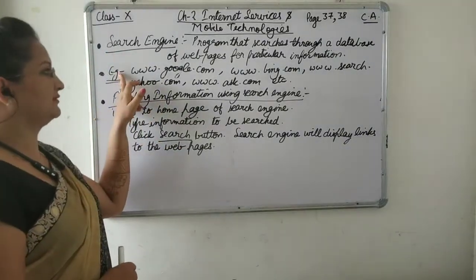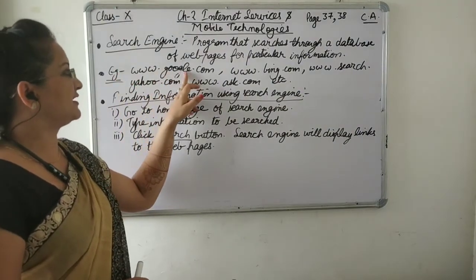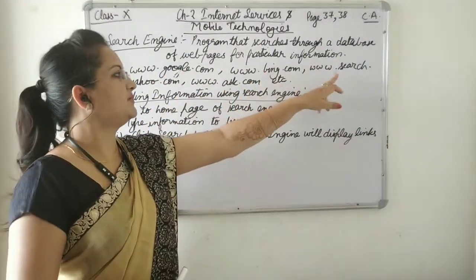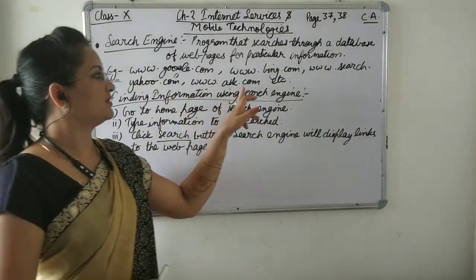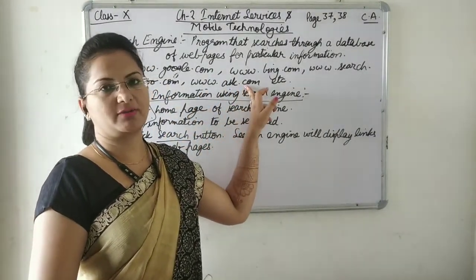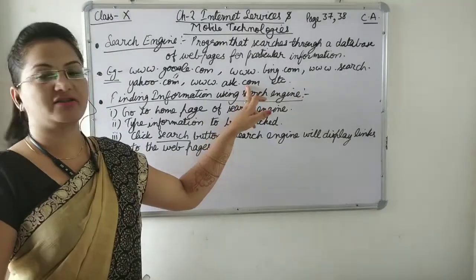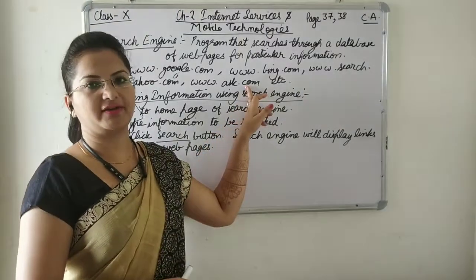So here, students, there are some search engines like google.com, bing.com, search.yahoo.com, ask.com, amazon.com, etc. These are the search engines used to search various information over the internet.